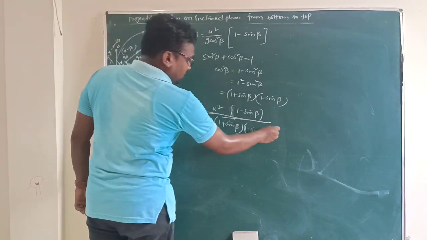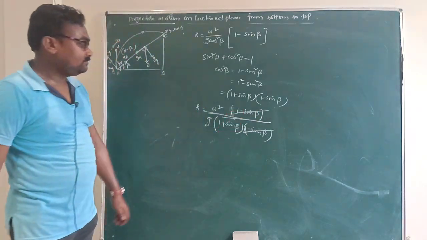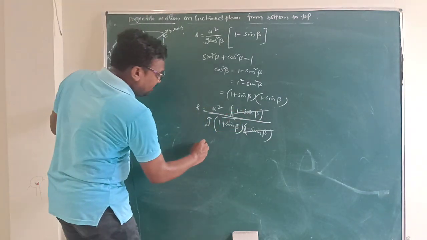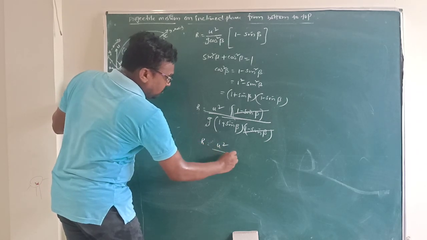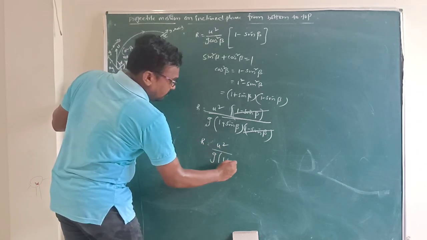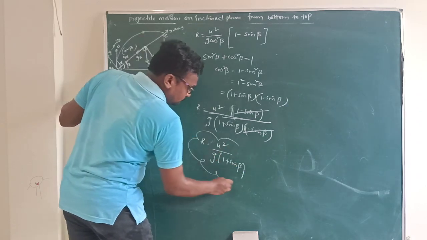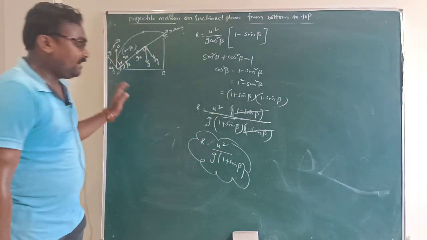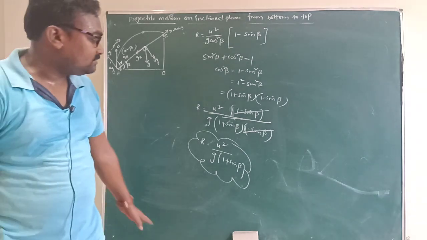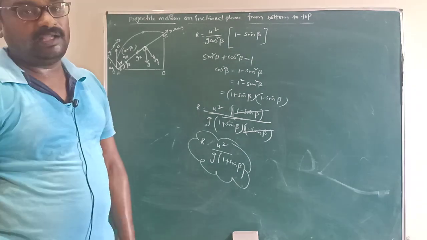Okay, this and this both cancel. So finally, R is equal to u square by g, times 1 by (1 plus sin beta). This is the range for the maximum range. That is the maximum range.